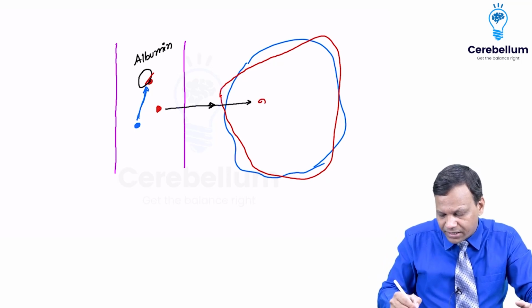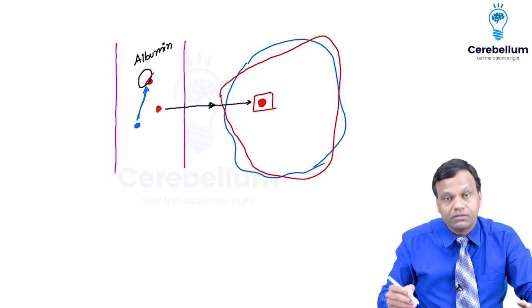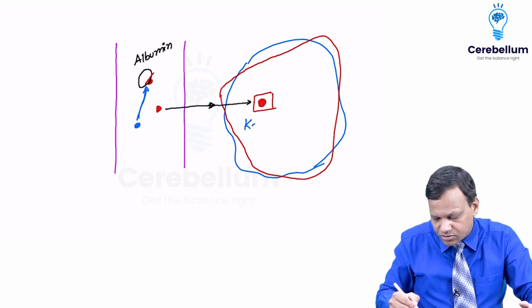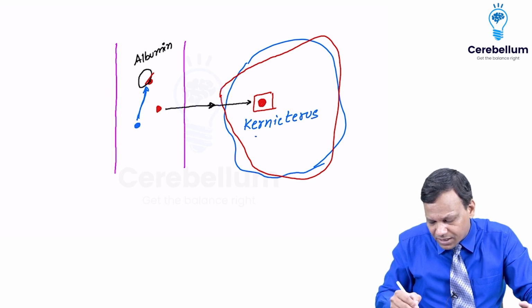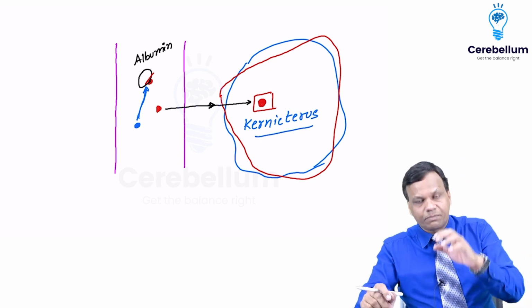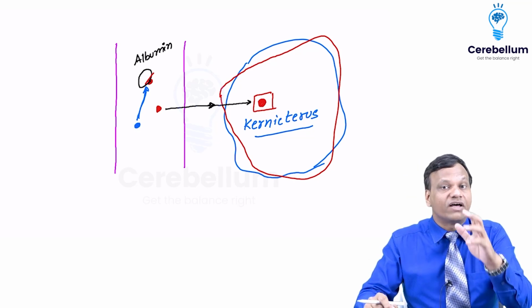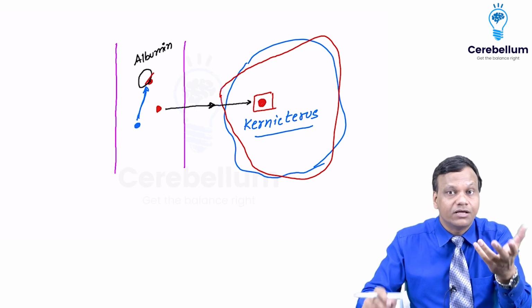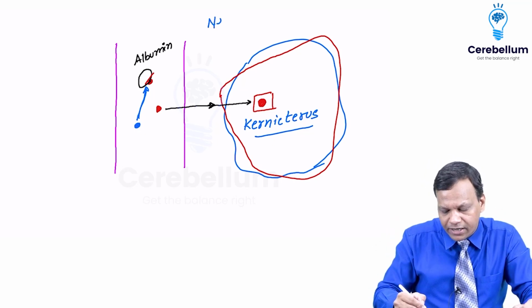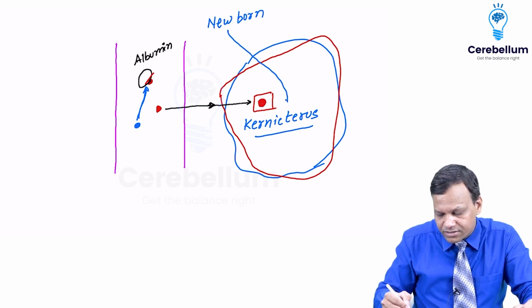But if the barrier is not there, then this bilirubin can go inside the brain. And this bilirubin can deposit in the basal ganglia of the brain. And the deposition of bilirubin in basal ganglia is called, yes, kernicterus. So in a normal person kernicterus will not occur. But when will it occur? When the blood-brain barrier is not there. And when will the blood-brain barrier not be there? In newborn babies. So sulfonamides are contraindicated in newborn babies because they can result in kernicterus.